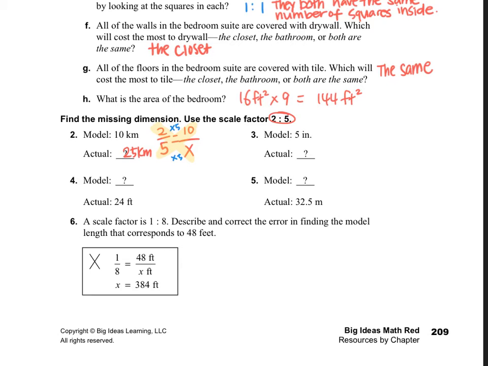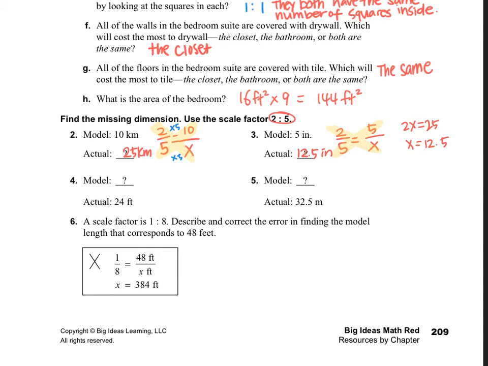Number 3, model is 5 inches and actual we don't know. So we set up the equation again. 2 over 5 equals model over the actual one. We don't have any number that would make 2 into 5 by multiplying. So we're going to simply do cross multiplication like this. And you're going to end up with 2x equals 5 times 5, which is 25. So you're going to end up with a decimal answer. What is half of 25? It's going to be 12.5. So the actual scale is going to be 12.5 inches.